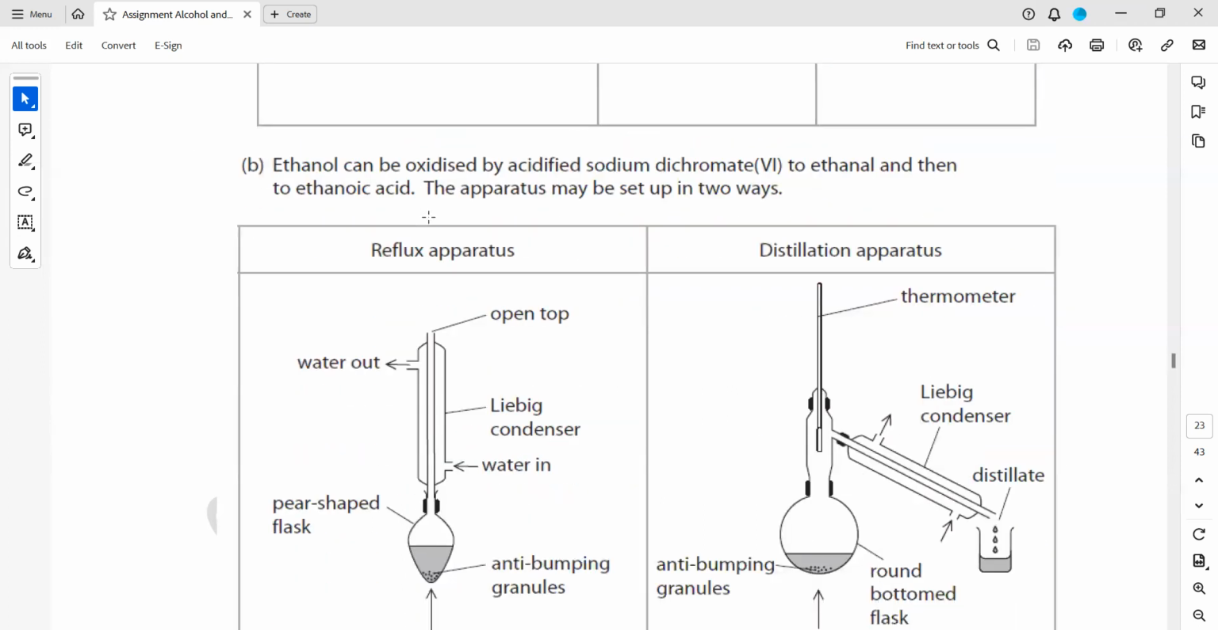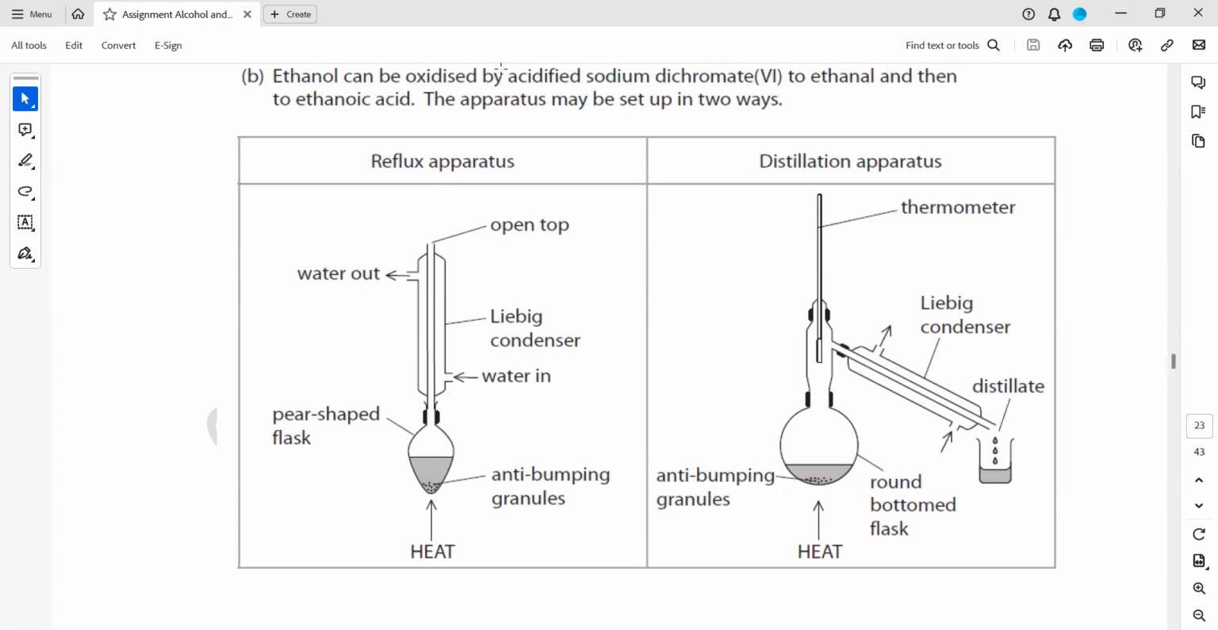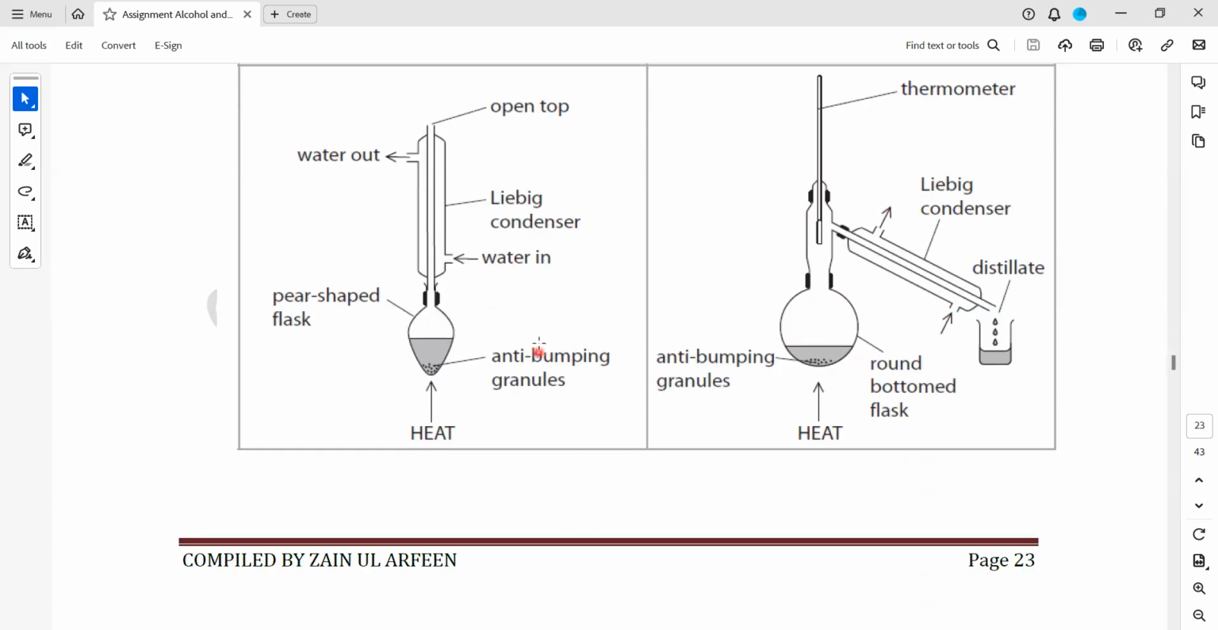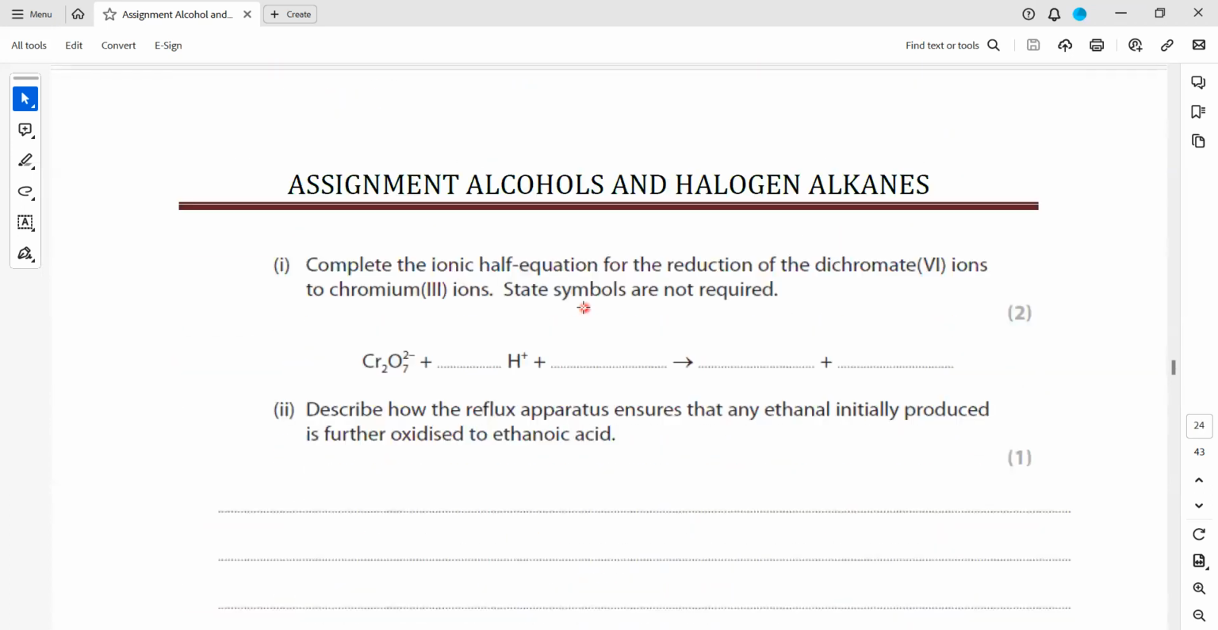The next question: ethanol can be oxidized by acidified sodium dichromate(VI) to ethanal and then to ethanoic acid. The apparatus may be set up in 2 ways. So the first one is for complete oxidation. If we have a primary alcohol and we want to form a carboxylic acid, we use a reflux apparatus. But if we want a partial oxidation, like we want to convert a primary alcohol to an aldehyde, we can use the distillation apparatus, as you can see here. The two apparatuses are given.